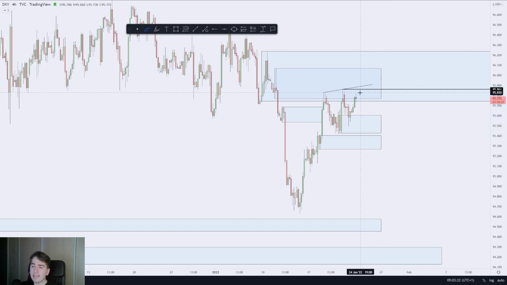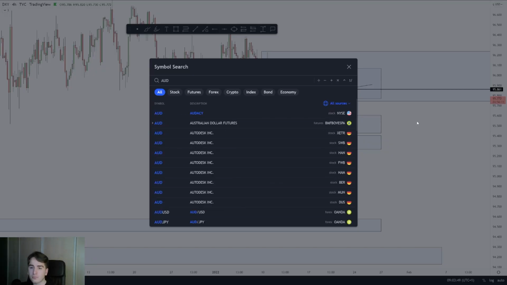So what I want to see is how we react to this fake out on the second high and that third trend line touch. And once we're there, I'll just kind of make a calculated decision on if I'm going to see further downside or not. So yep, that is it for the dollar index. Let's head over to our first pair, which is Aussie dollar.